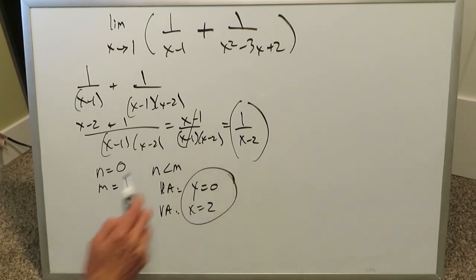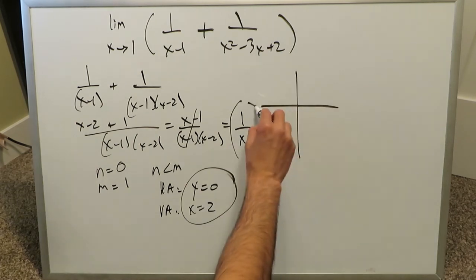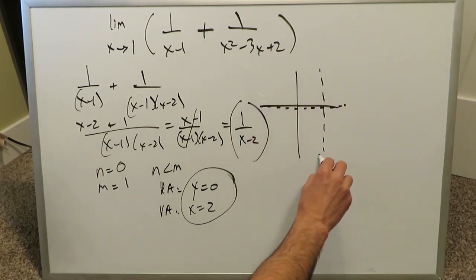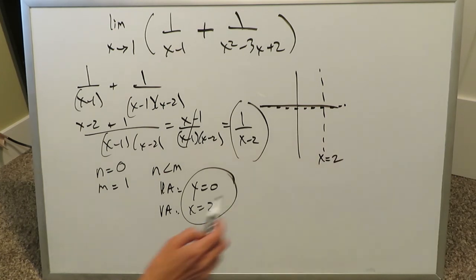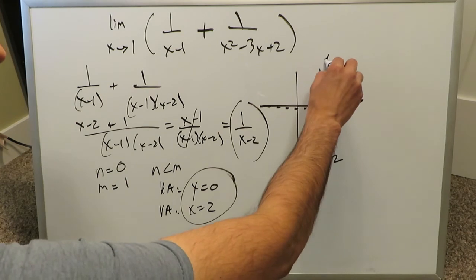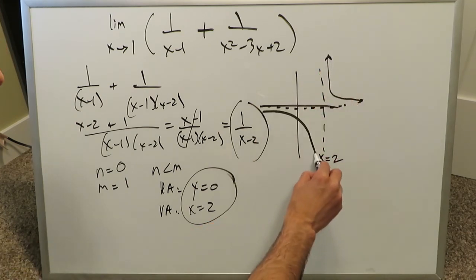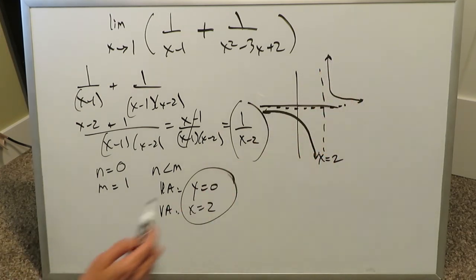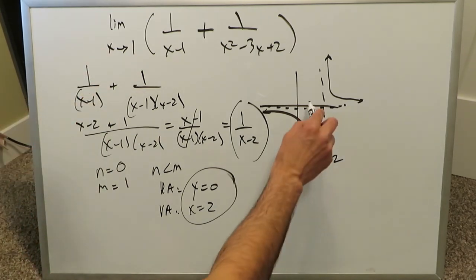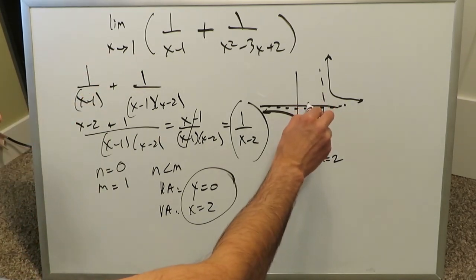So we got good information right here to make a graph. My x-axis is my horizontal asymptote. My x equals 2 is a vertical asymptote. And we can easily graph this. Our graph will be something like this, right over here. But what's the question asking? Limit as x approaches 1. We know this right here is x equals 2, so x approaches 1 will be somewhere right over here.